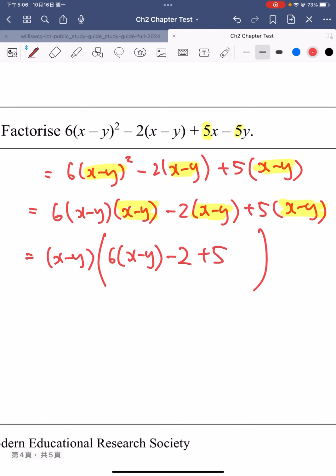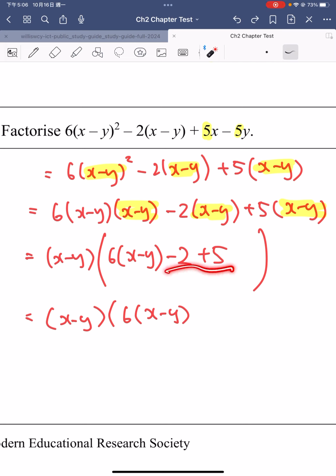So for the next part, we can say this is equal to x minus y times 6 x minus y minus, so what's the next step? Can we write? Negative 2 plus 5 will actually give you positive 3. So it is the end of the answer. If you still can clearly watch it, the 6 and 3, there's actually a common factor of 3.